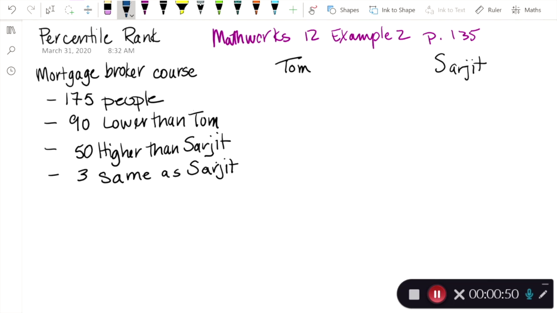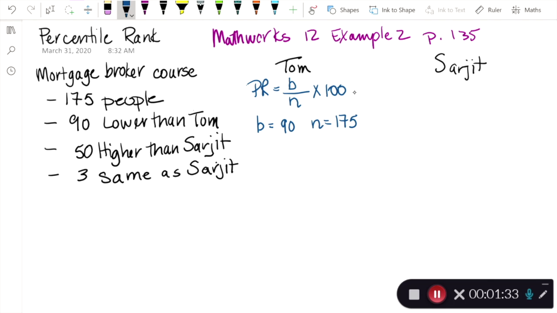All right. As always, percentile rank is equal to the number of scores below the one we're targeting over the total number of scores, times 100. So for Tom, let's figure out what B is. There were 90 people who scored lower than Tom. So for Tom, B is equal to 90. N will be the same for both Tom and Sarjeet. N is going to be equal to the people who are in the course.